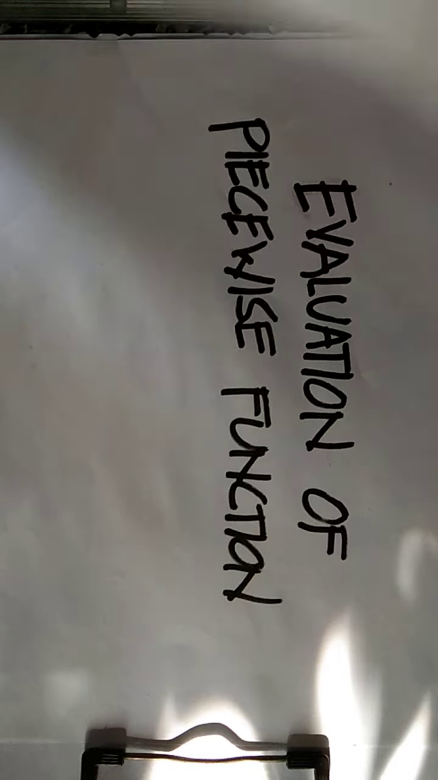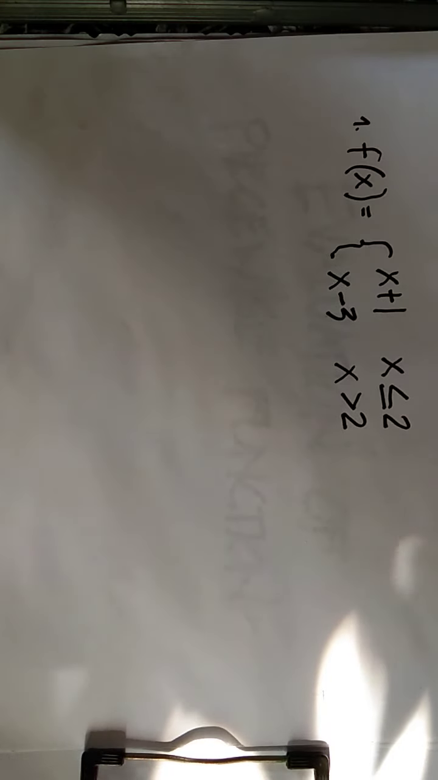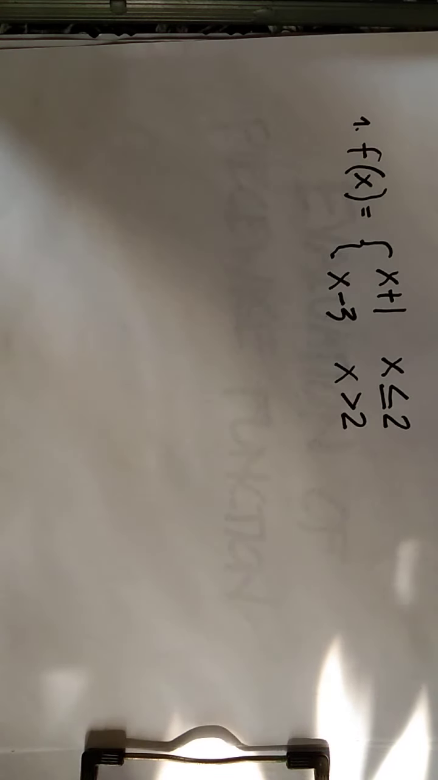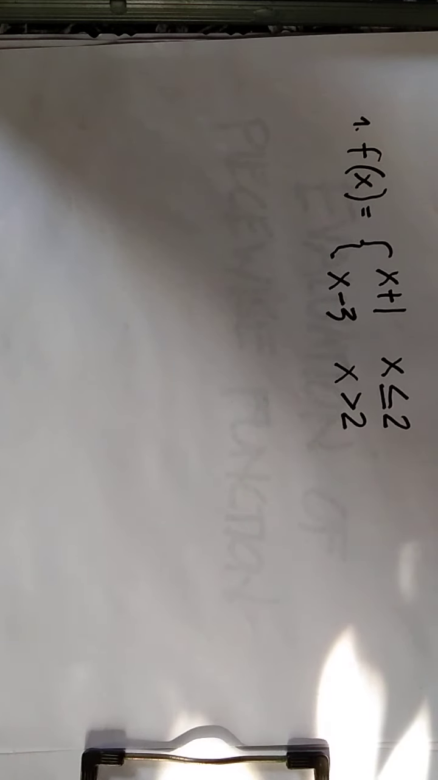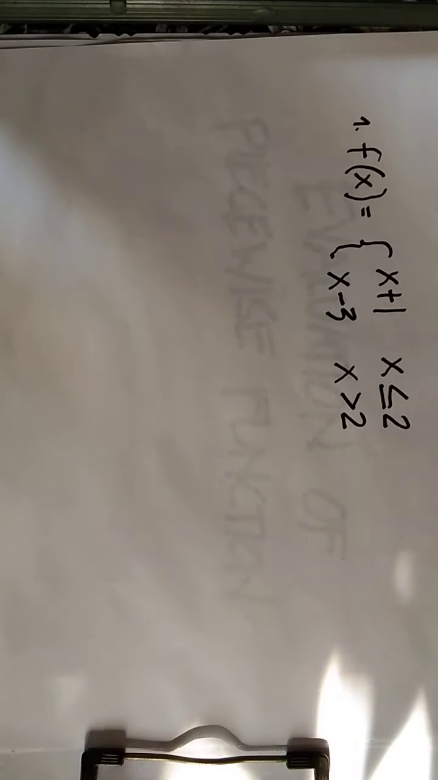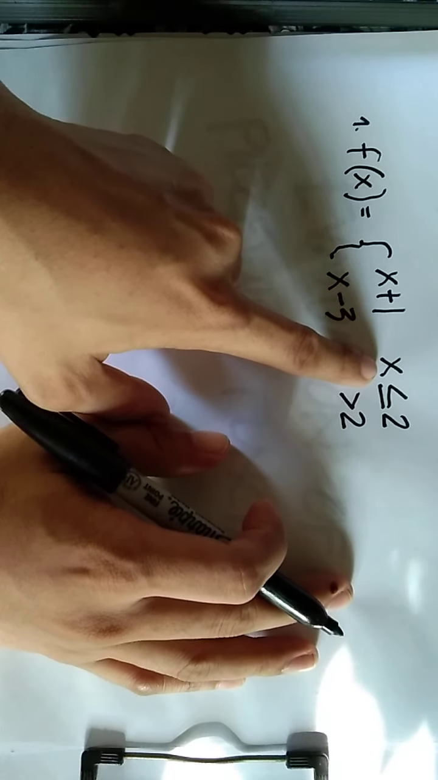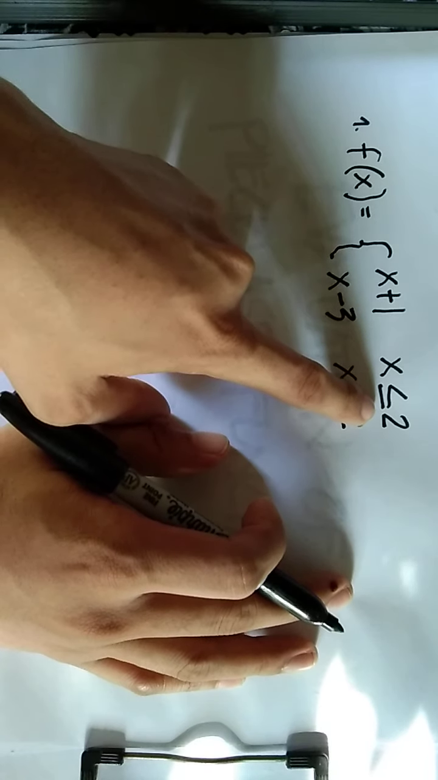Okay, so let's proceed sa evaluation of piecewise function. What if meron tayong given na f of x is equal to x plus 1 for x is less than or equal to 2 and x minus 3 if x is greater than 2. So, paano natin siya i-evaluate? So, first thing to do is that meron tayong first condition, yung x is less than or equal to 2.